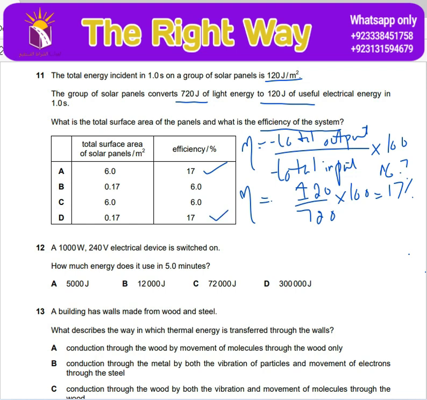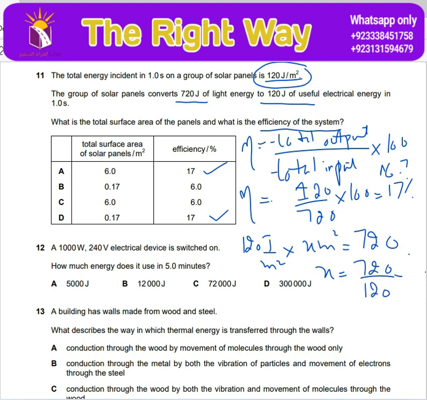Now, what is the total surface area of the panels? For the total surface area of the panel, we know that one panel gives us 120 joule per meter square multiplied by x meter square will be equal to total energy, which is 720 joules. So x will be equal to 720 divided by 120, which is equal to 6. So A is the right option.